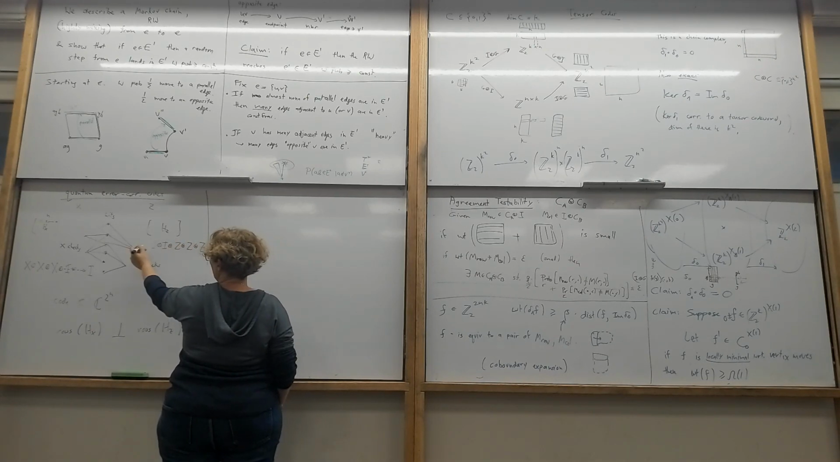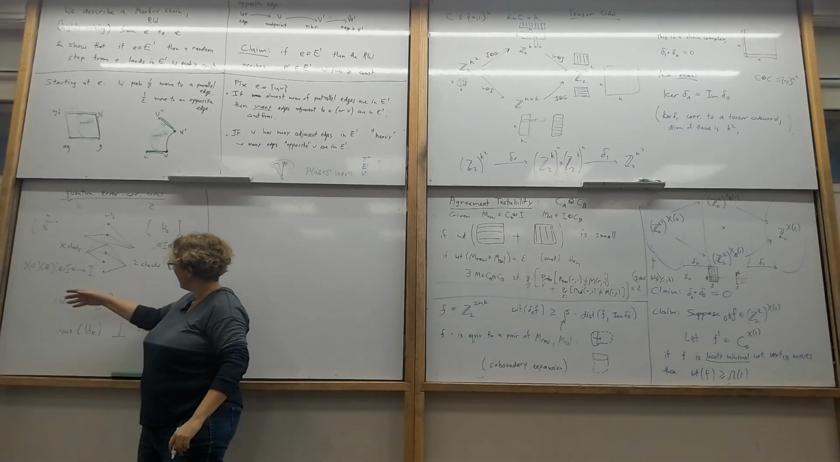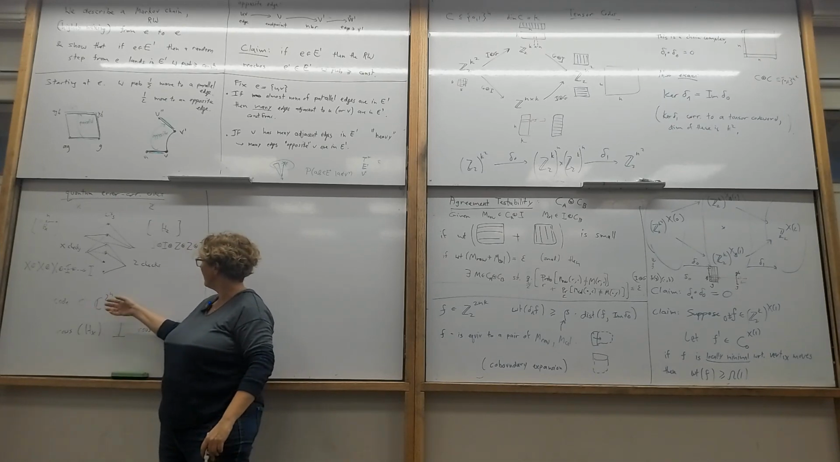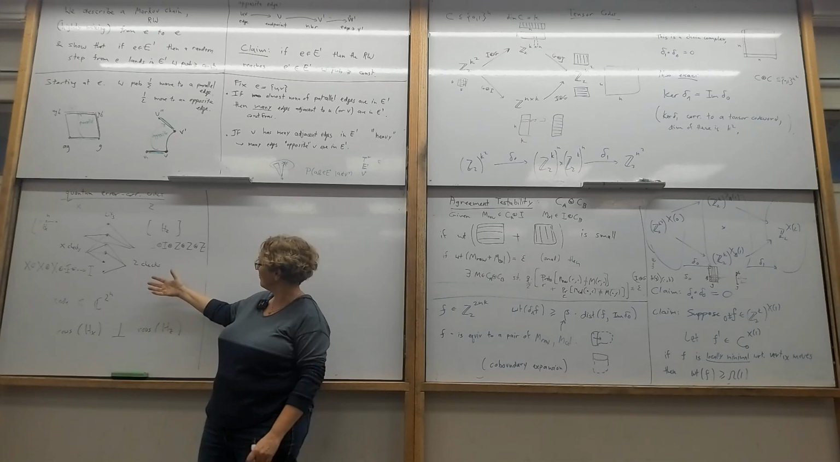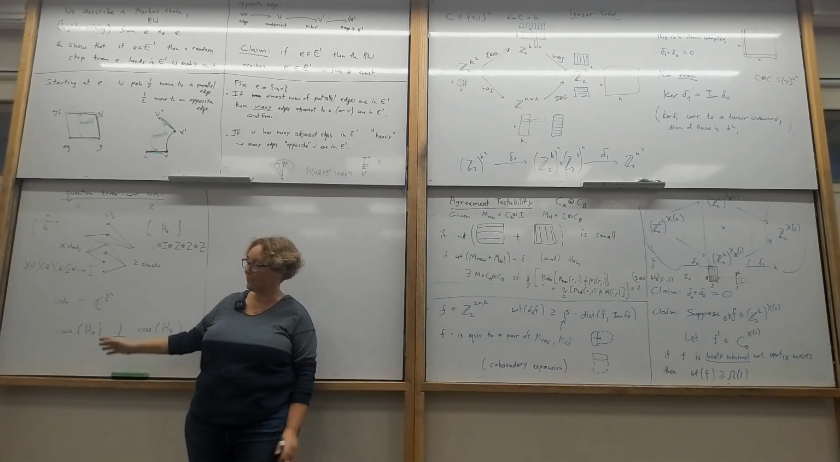So you have a bunch of operators defined by these matrices, and the code is just all the vectors that simultaneously are eigenvectors here and here with the same eigenvalue of 1. That's how a code is defined.